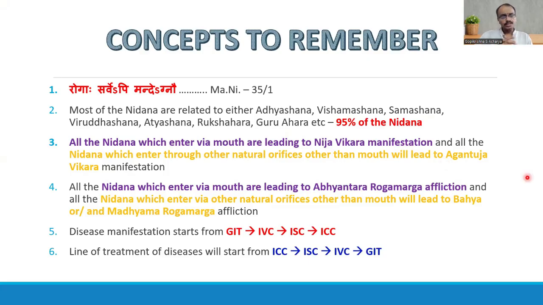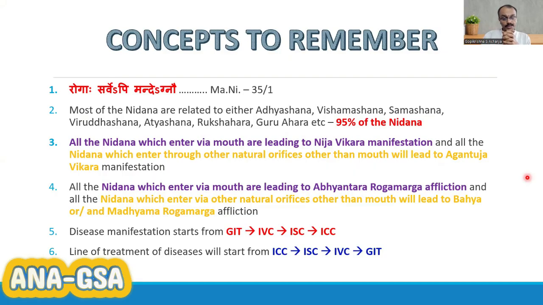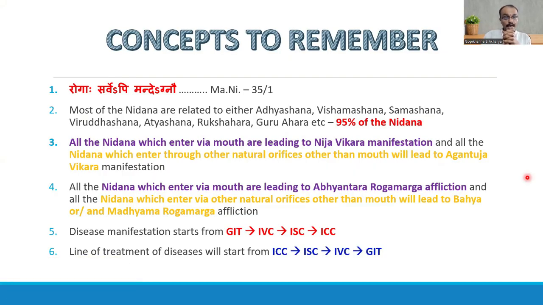And all the Nidana which enter through natural orifices other than the mouth, that is the eyes, nose, ears, urethra, vagina, anus, breast, etc., are responsible for the manifestation of Agantuja Vikara. And further, all the Nidana which enter via the mouth lead to the Abhyantara Roga Marga affliction first. Whereas the Nidana which enter via natural orifices other than the mouth are responsible for the affliction of either Bahya or Madhyama Roga Marga.